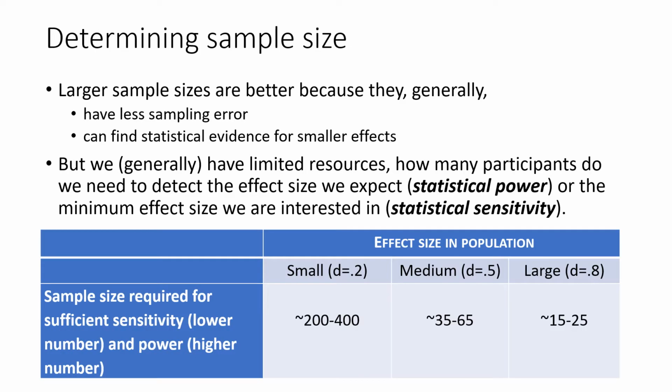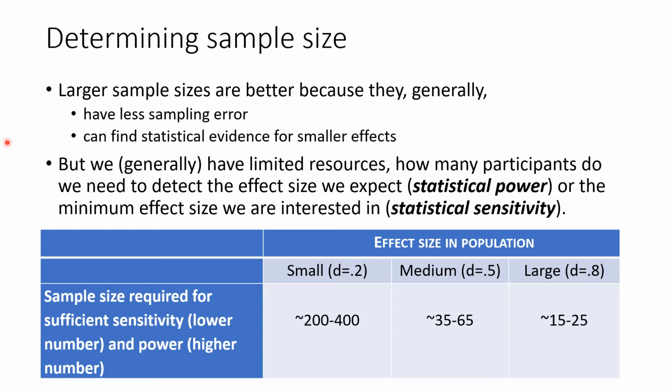When you're designing a study, one of the first things you have to do is determine the appropriate sample size. Now, as a rule, larger sample sizes are going to be better. They're going to have less sampling error, and they're going to allow you to detect smaller effects. What do I mean by that?